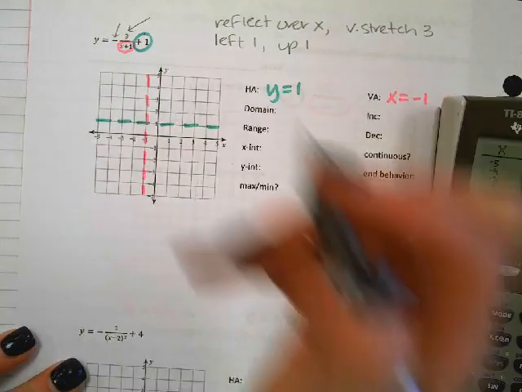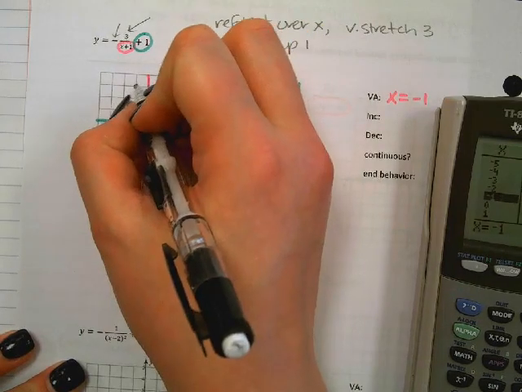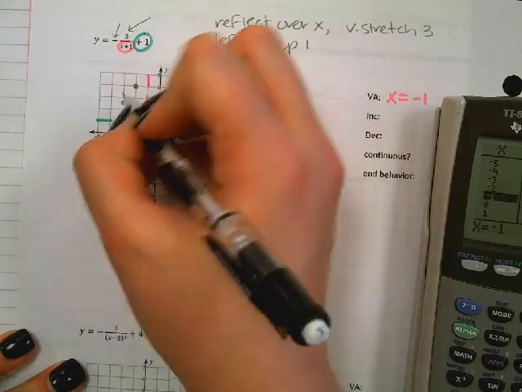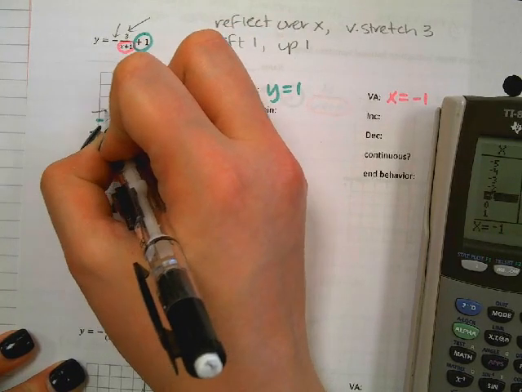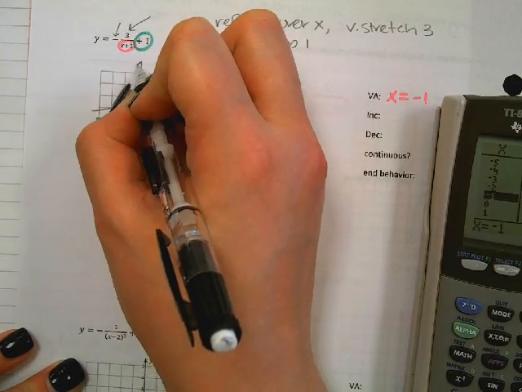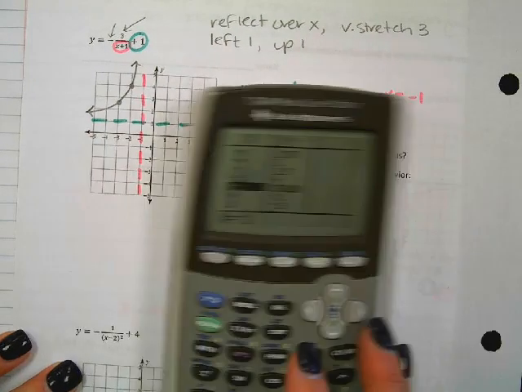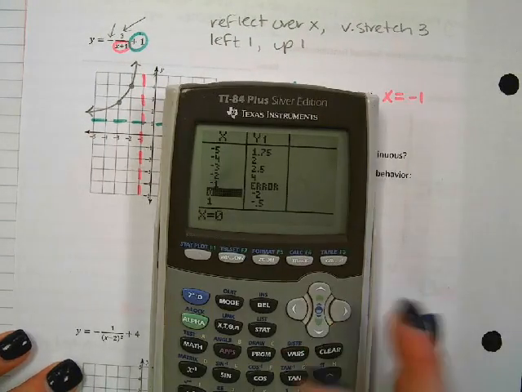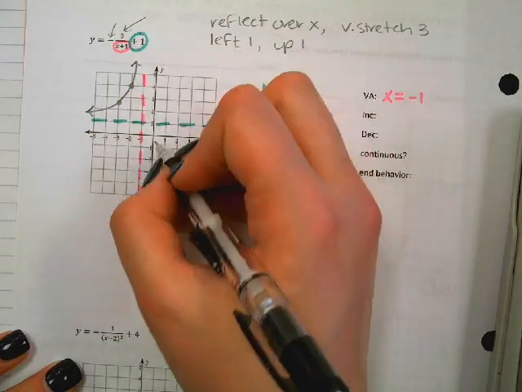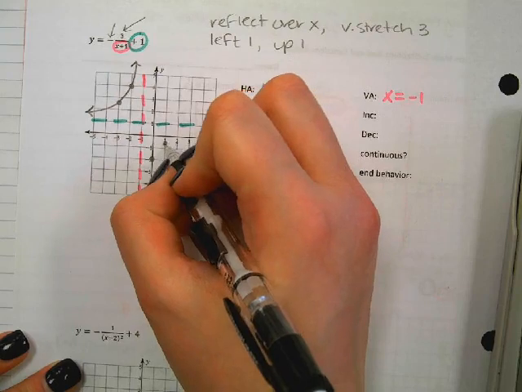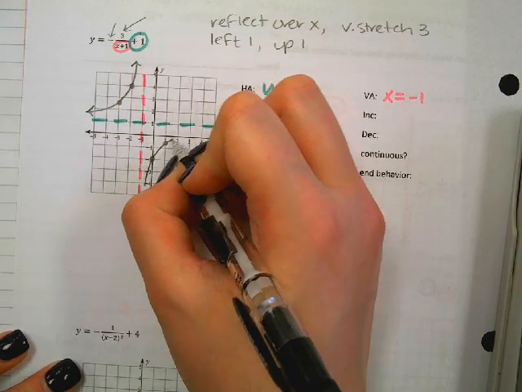So -2, 4, -3, 2.5. So this graph is a little bit further from the asymptotes when it gets started. It's a little bit stretched out because of that 3. And then 0, -2, and then 1, -0.5.